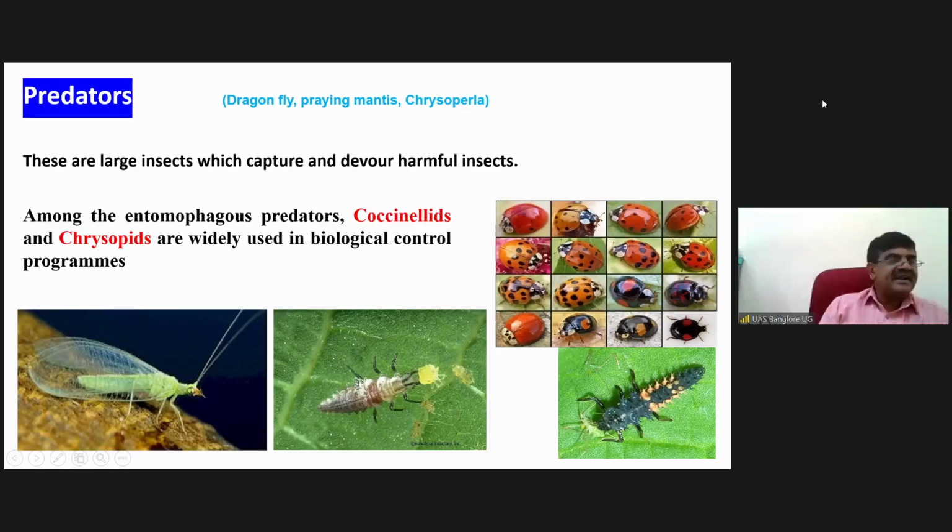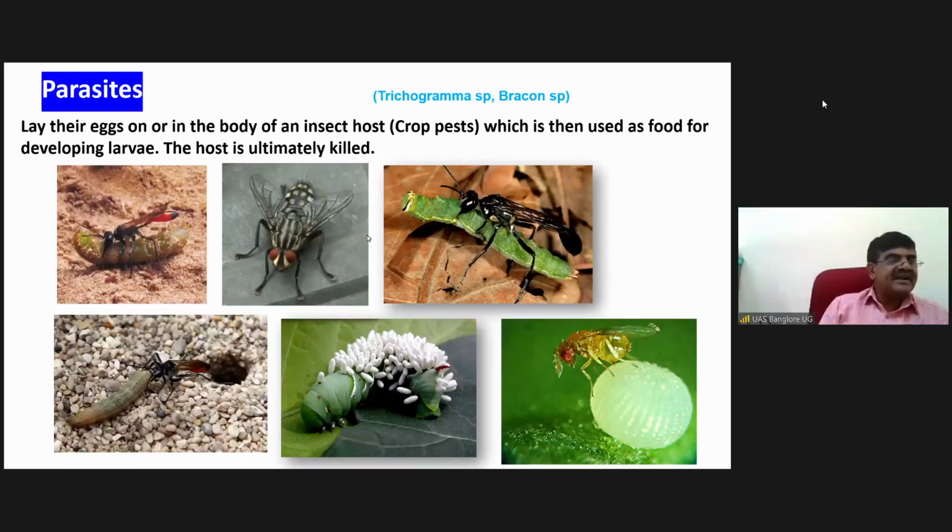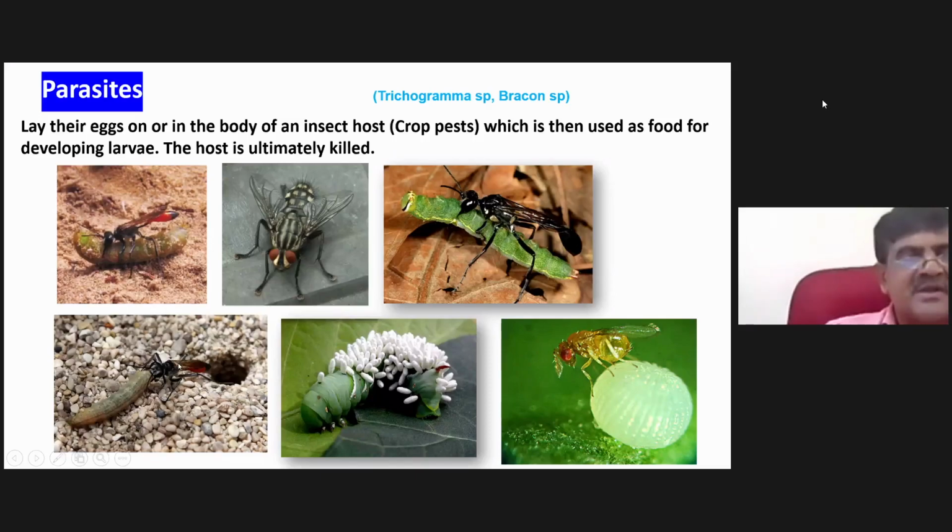So apart from predators, we have parasites. You can see here, this is a parasite that is attacking the caterpillar. This is a wasp that is attacking a caterpillar, and this is the nest of the wasp. What the wasp will do is it collects the caterpillars and stores them inside this nest. After storing them inside the nest, it will lay its eggs on the caterpillars so that the eggs that hatch feed on this larva.